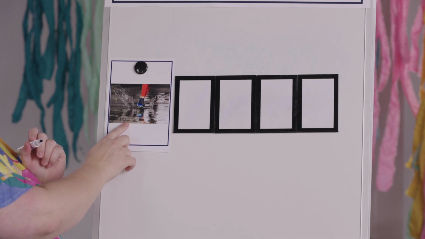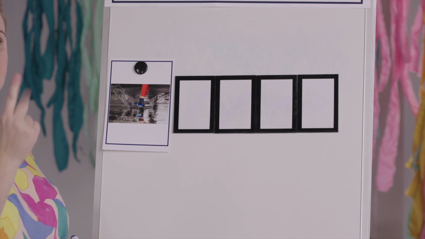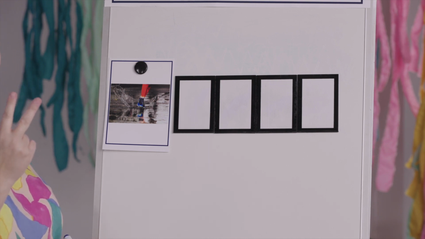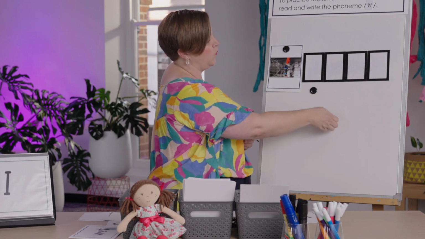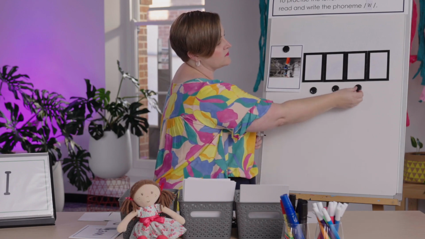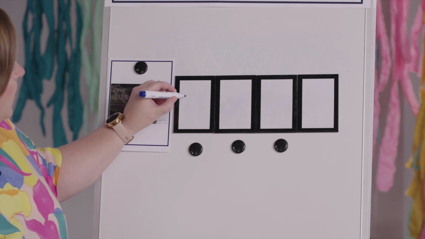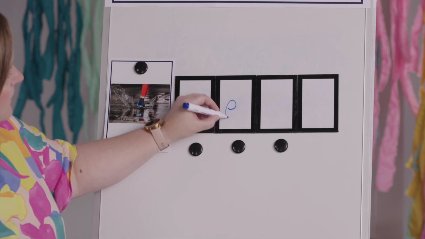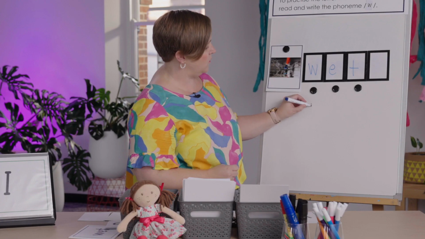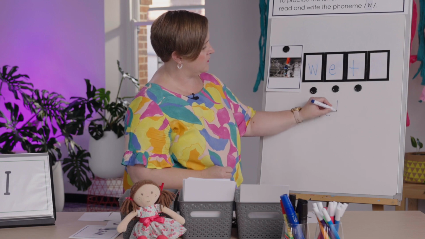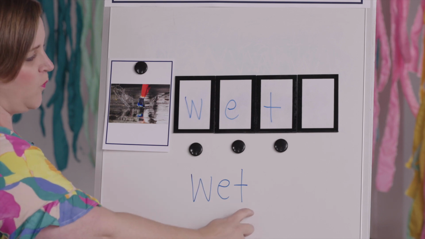This is the picture of wet. What word? Wet. Let's tap out those sounds. W, e, t. How many phonemes? 3. That's right. Let me get my magnets. W, e, t. Now it's time for writing. Let's write those sounds. W, e, t. Wet. Can we write the whole word? W, e, t. Wet. Now let's read it. W, e, t. Wet. Great job.